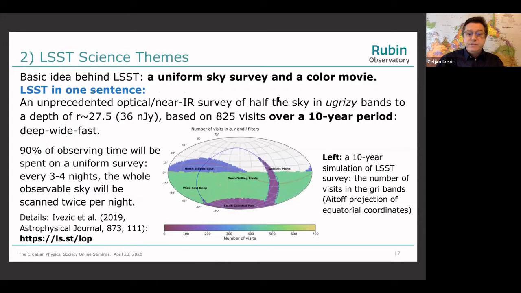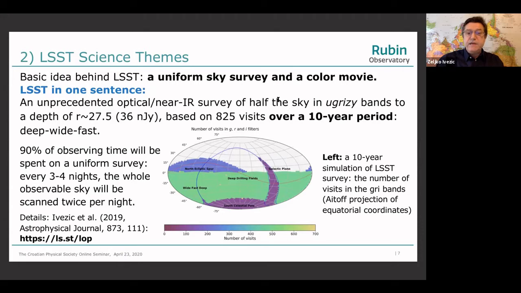So given this instrument, what we want to do is basically to dedicate its first 10 years to do a very uniform survey. Every night you obtain as many images as you can, about 1,000 10-square-degree images, and you do that every night for 10 years. That results in a survey that is shown here in equatorial coordinates. The green part is the main survey.